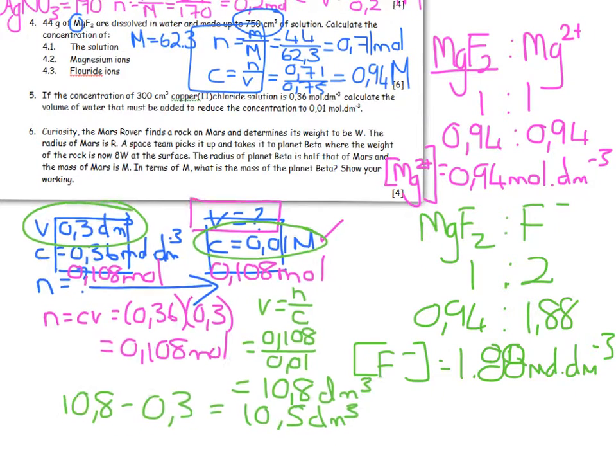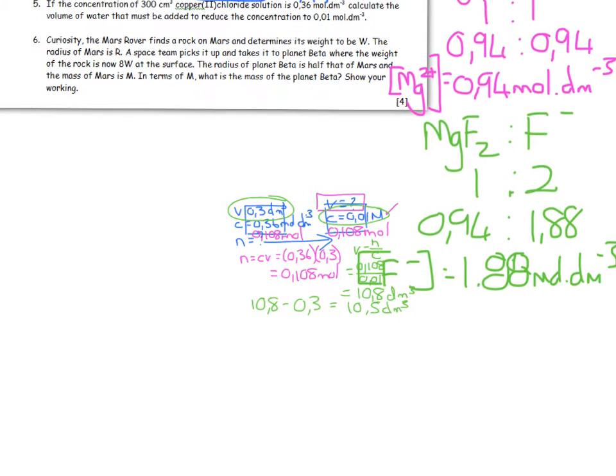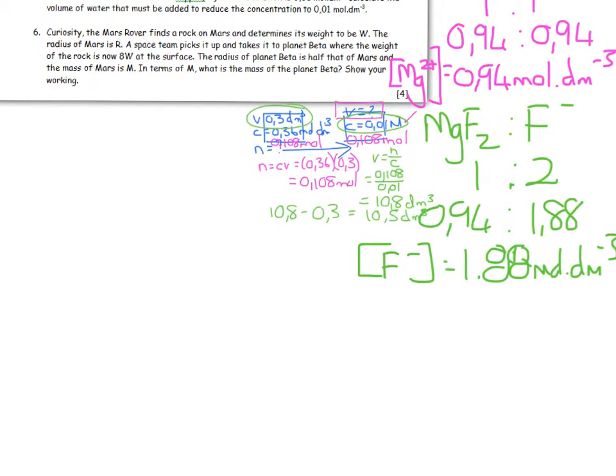We've got Curiosity, the Mars rover, finds a rock on Mars and determines its weight to be W. The radius of Mars is R. The space team picks it up and takes it to planet Beta, where the weight of the rock is now 8W. So let's first look at what happens on Mars.